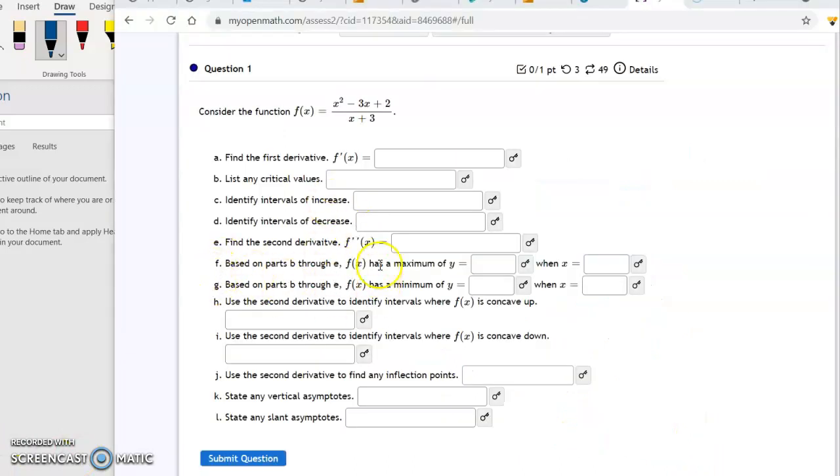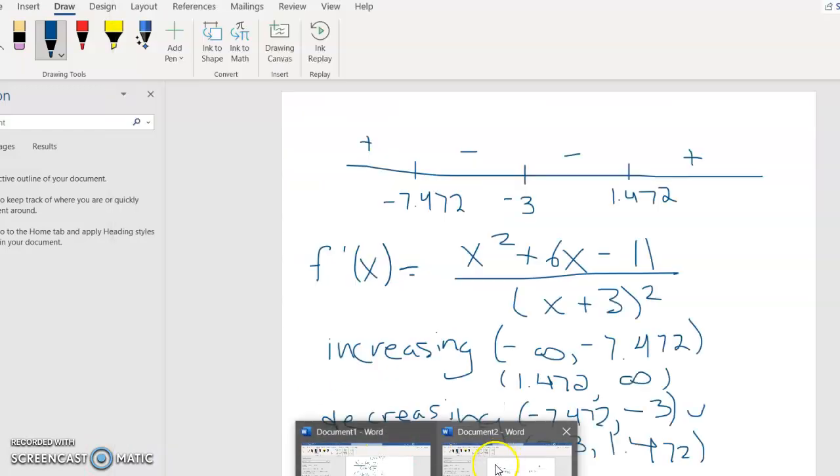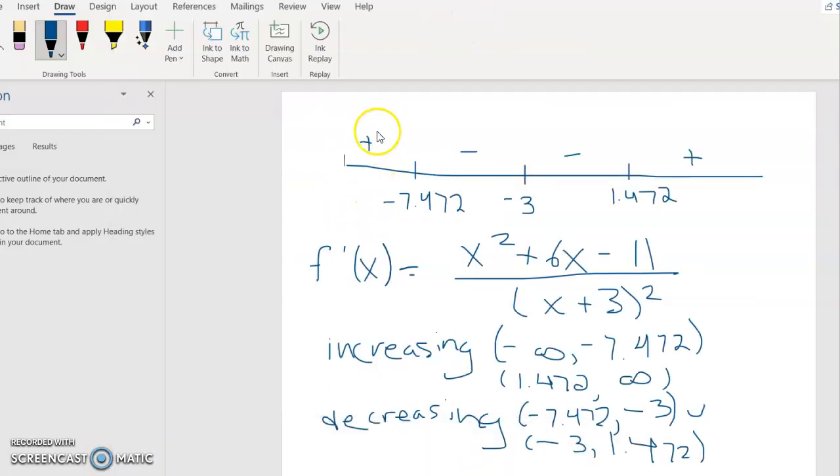Now notice that F and G is asking for the max and the min. Let's just go ahead and get those, and we'll come back to E, the second derivative, in a second. So let's go to our chart and notice that it's increasing before negative 7.472, so it's going up, and then afterwards it's decreasing. So that means we've got a max right there.